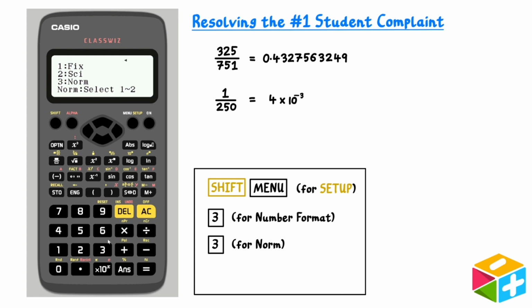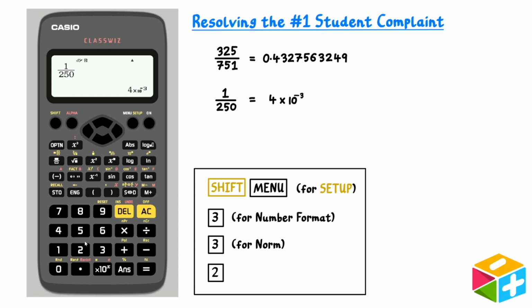The calculator presents us with 2 options, 1 or 2. By default, the calculator is in mode 1, and this is what makes it use scientific notation instead of decimal form. What we want to do is select option 2. We've now successfully changed the settings.